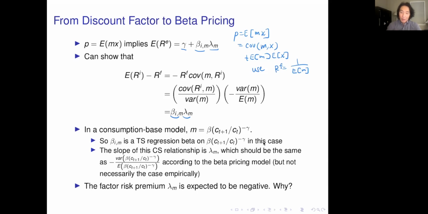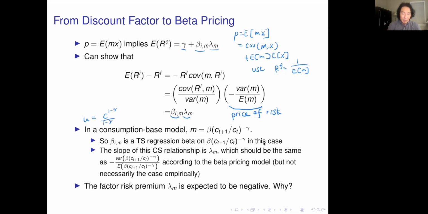And lambda m, which is the price of risk, is given as the negative of variance of m divided by expected value of m. And we saw in the consumption-based model, the stochastic discount factor can be expressed as beta times the consumption growth to the power of gamma. So here implicitly the utility function was assumed as, right, so that was the assumed utility function. Okay.